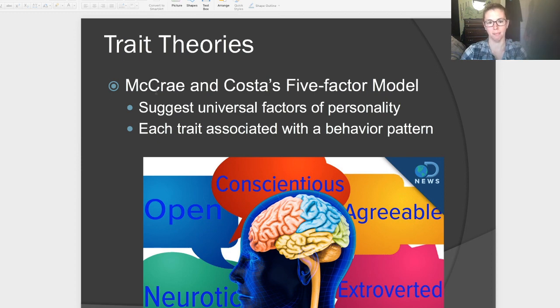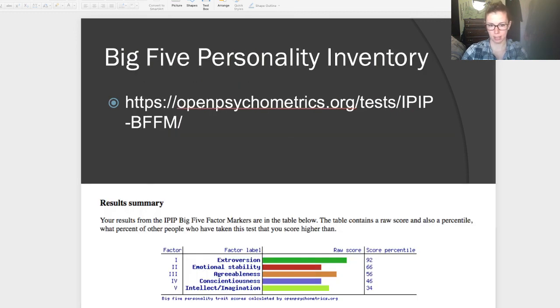Okay, these guys suggest that there are universal factors of personality, which means they apply cross-culturally, and each trait is associated with a behavior pattern. So we're going to talk more about each of the Big Five, but what I would like you guys to do right now is to check out this website, openpsychometrics.org, tests. If you type this into your search window, you can go and take a Big Five personality inventory and then see your results. Your results will look like this. Okay, and then we can come back and talk about this later.